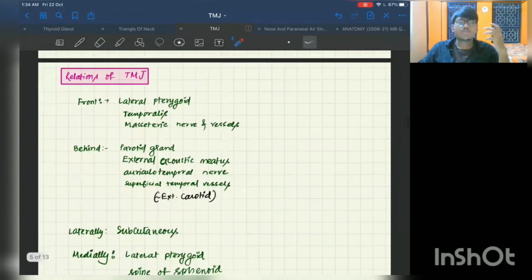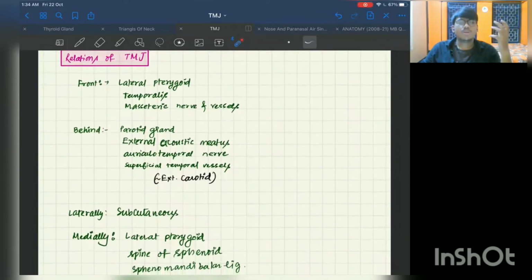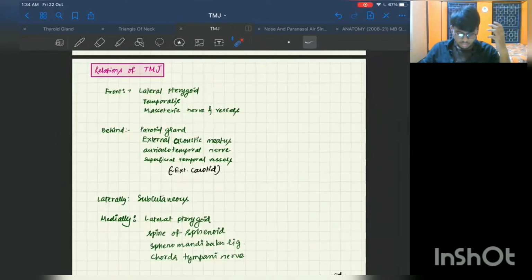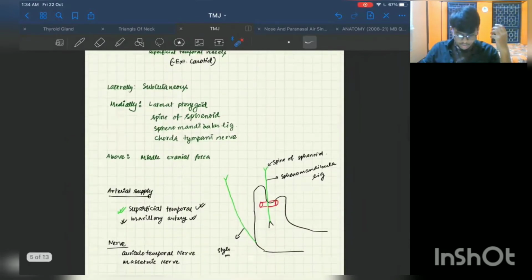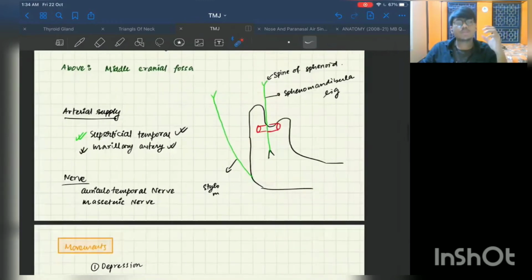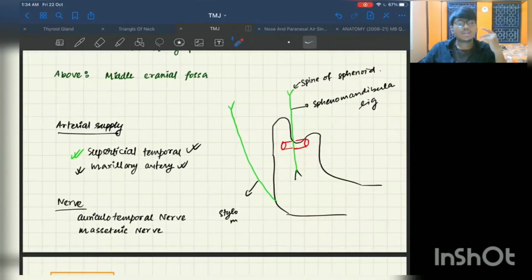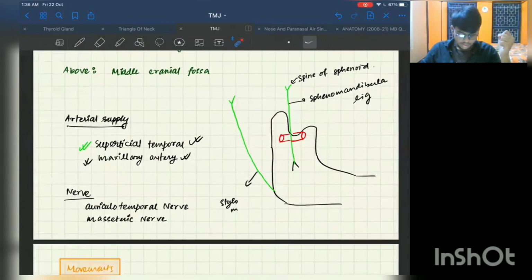There are some relations of the temporomandibular joint which are not very important for your exam, but you can pause the video and take a screenshot if you want to know about them. Now let's see the major arterial supply of the temporomandibular joint. It receives the major chunk of arterial supply from the superficial temporal artery, closely related to this joint, and the maxillary artery also. And it is supplied by the auriculotemporal nerve and masseteric nerve. They are also in close proximity to this joint, right?